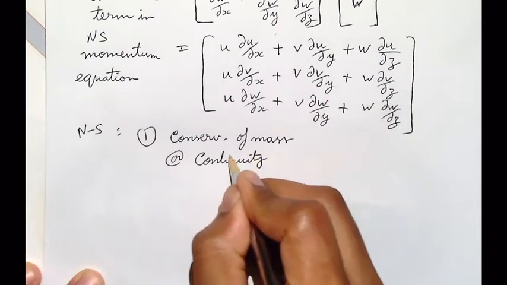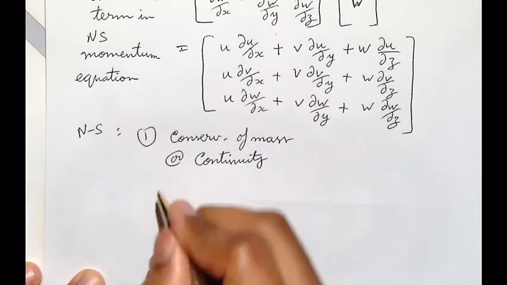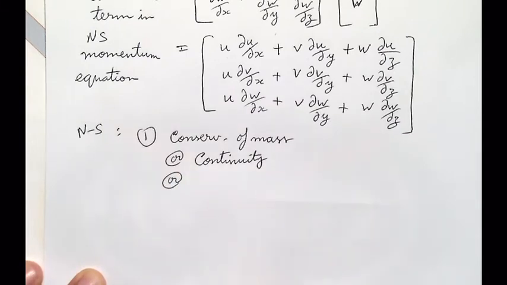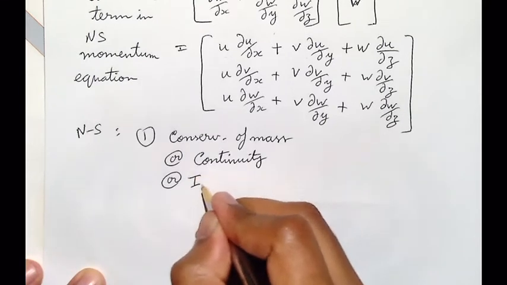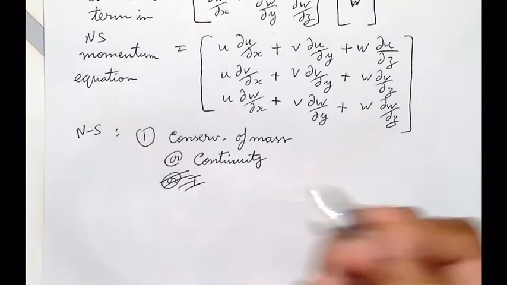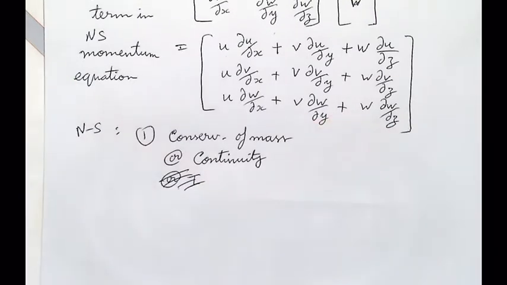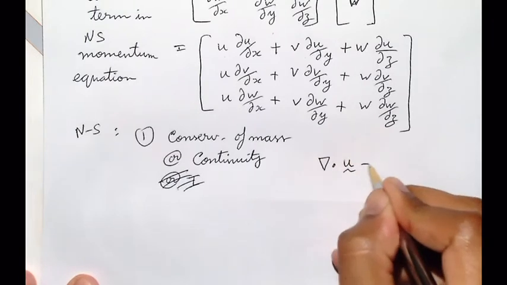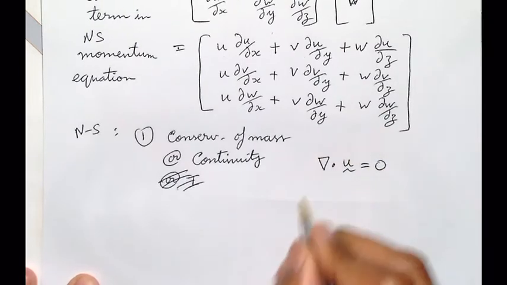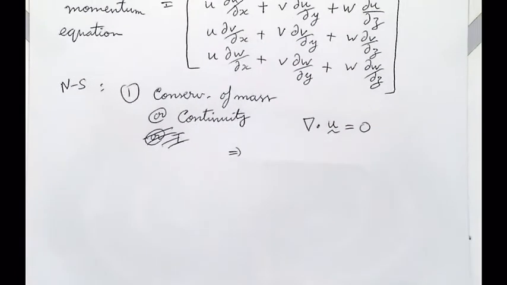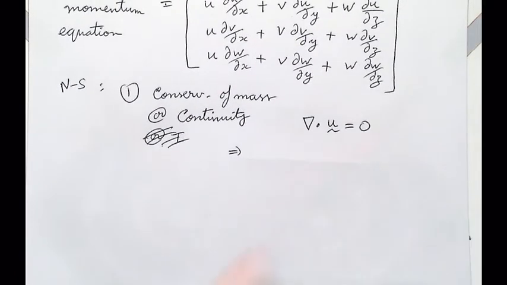We're talking about incompressible flow, which has a third name, the incompressibility condition. I don't want to say that. All right, so let's stick with two names, continuity or conservation of mass, which is nabla dot u equals 0. Okay, if we expand this, this is what? All right, now you should be experts in expanding this one.